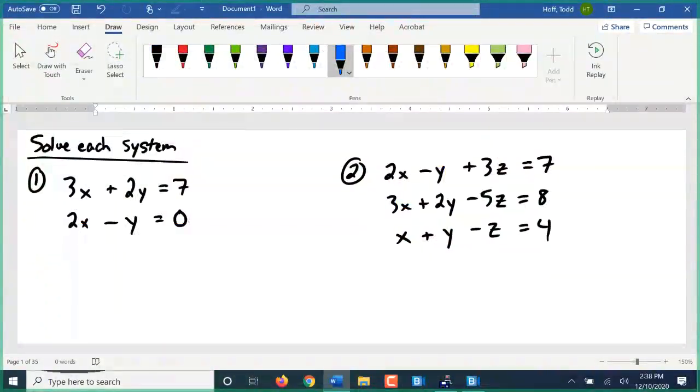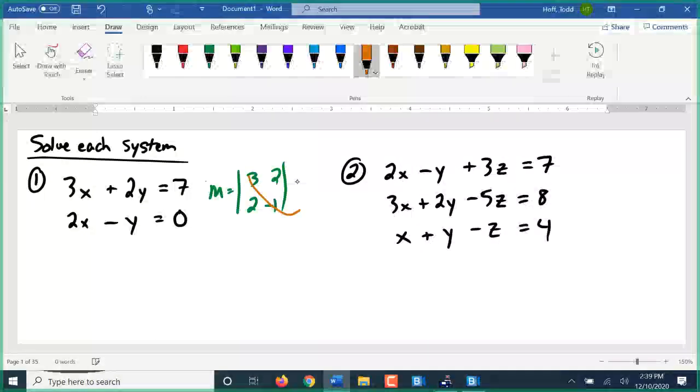The first one here goes pretty quickly, actually. Our base matrix will be 3, 2, 2, negative 1. And we cross multiply, or we find the determinant. We get negative 3 minus 4, that equals negative 7. That's the base matrix determinant.